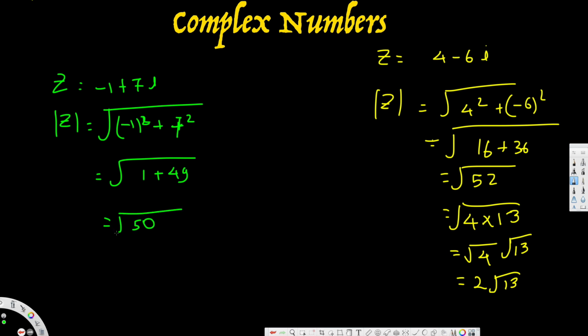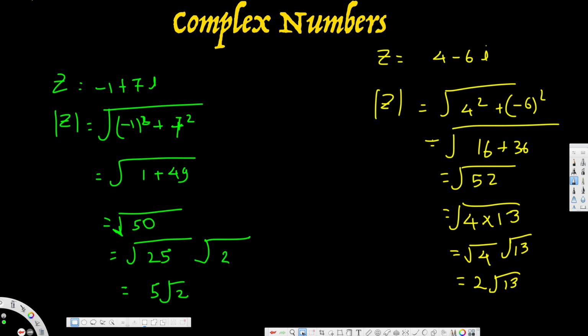Now we have to see what is the highest square number multiplication of 50. It's 25 times 2. 25 is the highest; we cannot go above 25 as a square number. So 25 times 2 is 50, and the square root of 25 is 5. So 5 root 2 is the final answer. And that's how we find the absolute value of a complex number.